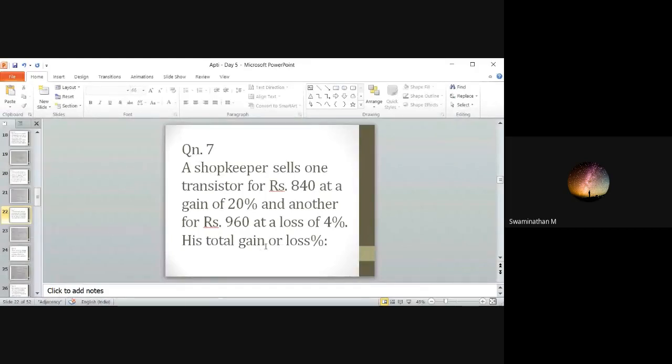The options for these type of questions will be the same value, but they might be confusing: 5% gain or 5% loss. So after finding the answer, you have to be sure whether it is gain or loss. They might also confuse with that. I know it will take some time.